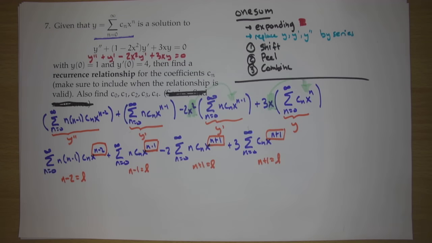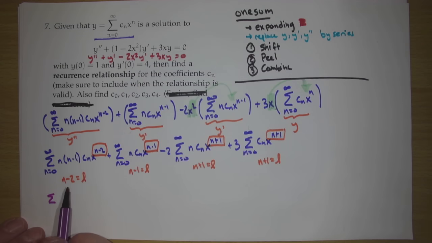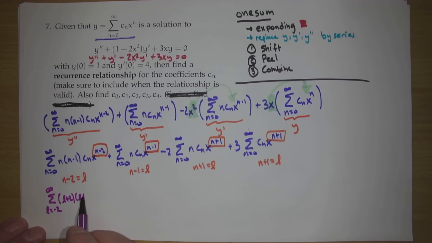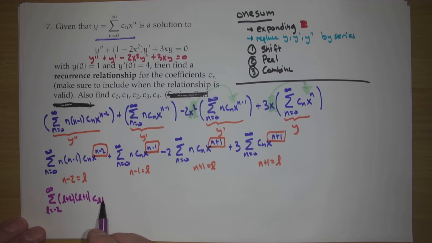So we remember our rule of substitution, which is update everything. Not just the one part you like, everything gets updated. So this becomes the sum, and if you plug in n equals 0, so that starts from -2 to infinity, and n is L plus 2, so L plus 2 times L plus 1, CL plus 2, x to the L.